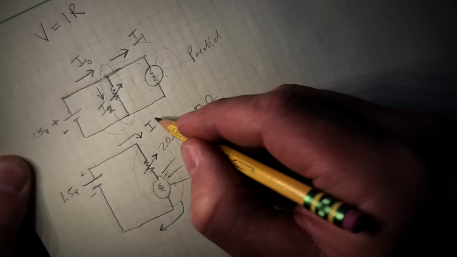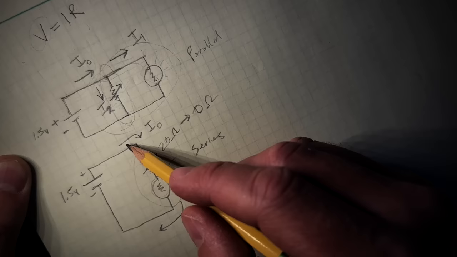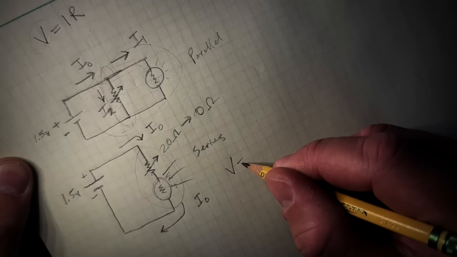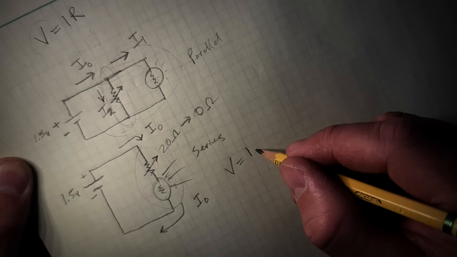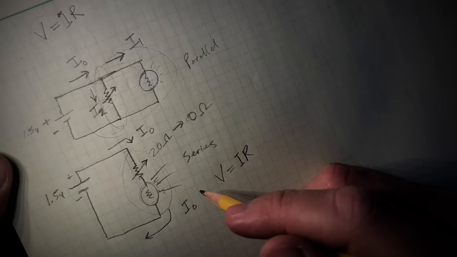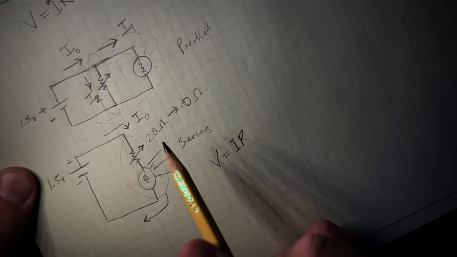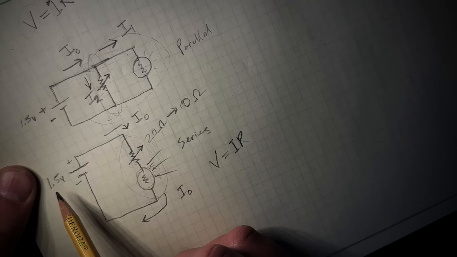So I naught here equals the I naught down here. The current in equals the current out, regardless of the variability of this resistance. The volts is the same. So the total voltage from the beginning, if we consider this a series of elements, just as a single unit, the total voltage going through these elements is going to be 1.5.